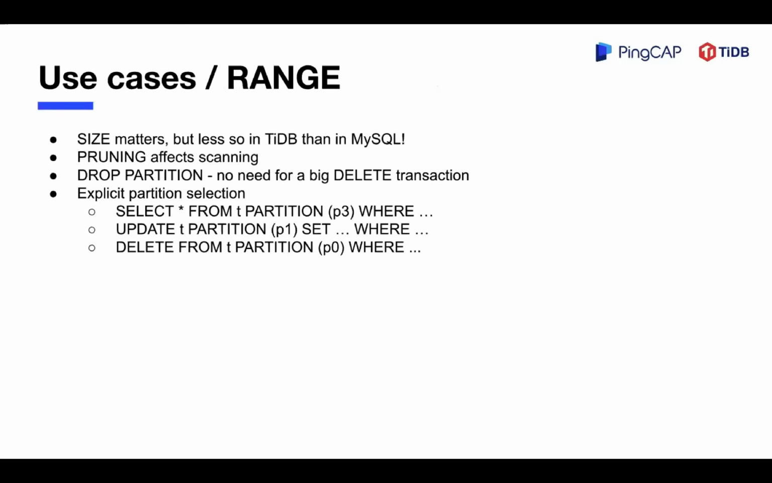The main use cases are size and pruning. Size matters, but in TiDB it matters less because of its distributed nature. There might be other use cases where it's really interesting to do in TiDB as well, so that's why we have implemented it. Pruning affects scanning: the fewer partitions that match the query conditions, the less data will be scanned. Especially if you have something that needs a scanning operation or does a lot of aggregations, this is very useful.